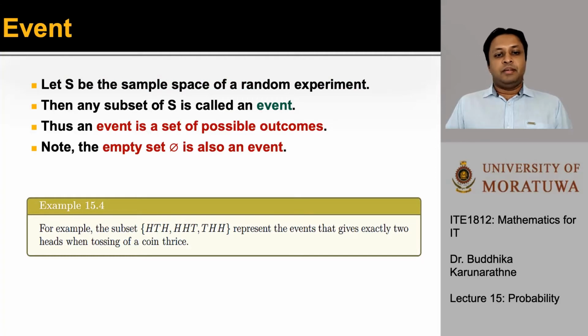For example, the subset head, tail, head, head, head, tail, tail, head, head represents the events that give exactly 2 heads when tossing a coin thrice. So in all those instances, there are 2 heads.